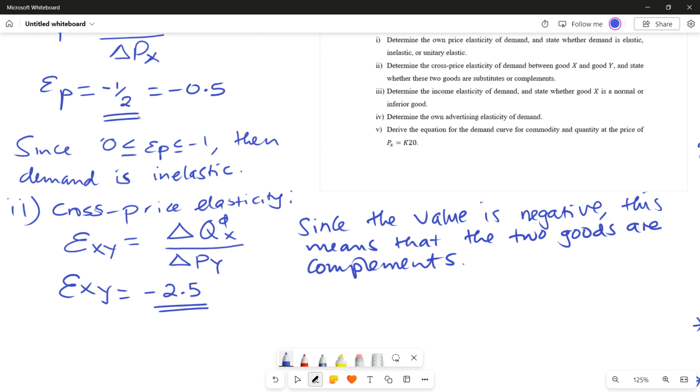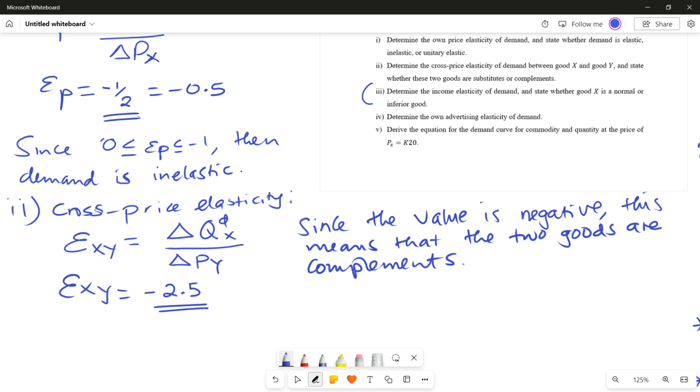So you increase the price of Y, and we know that the demand of Y itself will drop. But since X and Y are complements, they move together. The fact that the demand for Y has dropped translates to the fact that even demand for X should also drop. So it means that the two goods are complementing each other. The fact that the value is negative means that the two goods are complements. All right, how is that? It's okay. Okay, that's good.